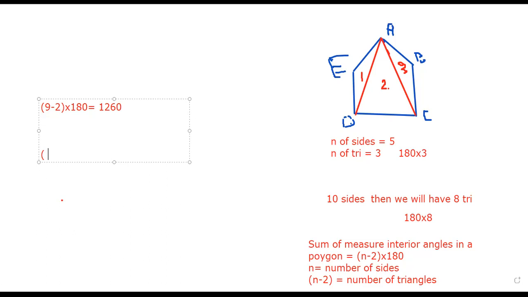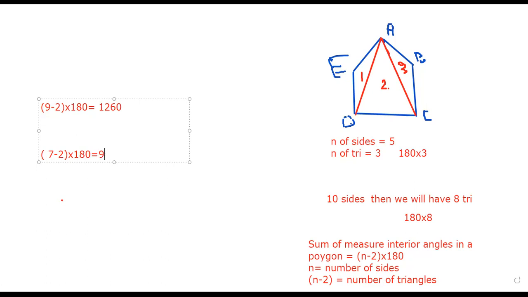If we want to calculate the measure of a heptagon, Marwa, how will we calculate the sum of measures of angles in a heptagon? How many sides in a heptagon? 7. Yes, heptagon is 7. So it will be 7 minus 2, multiply 180.